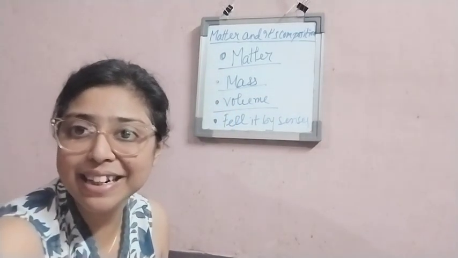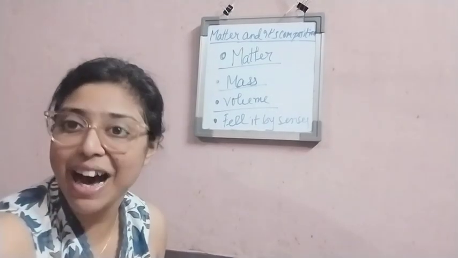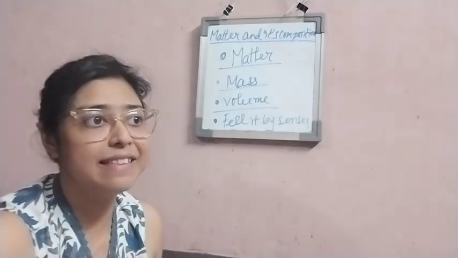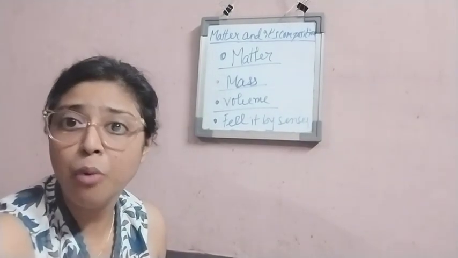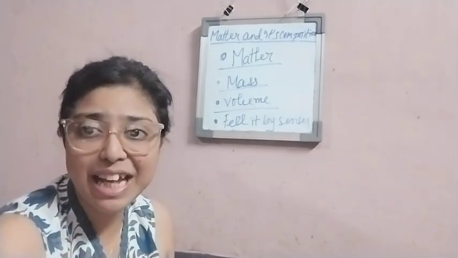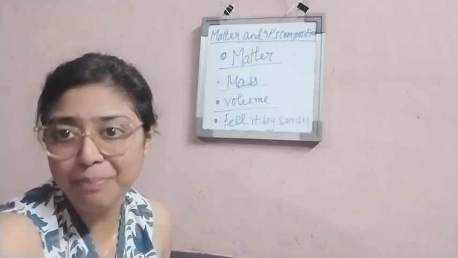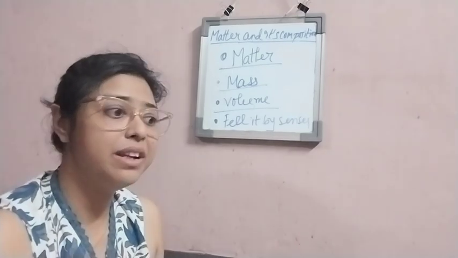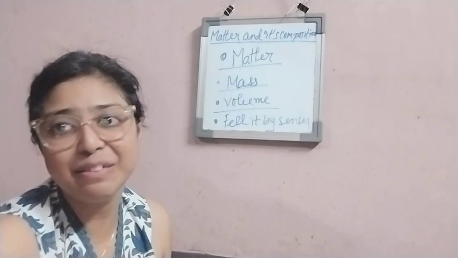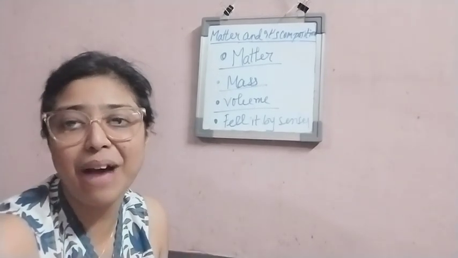So what is matter? I am repeating again. Matter is those substances which have mass, occupy some space, and we can feel it by our senses. For example, chair, book, blackboard, whiteboard, basically each and everything you are surrounded by is matter. For example, the floor, the chair, the table, the phone, everything is matter because it has mass, occupies some space, and we can feel it by our senses.